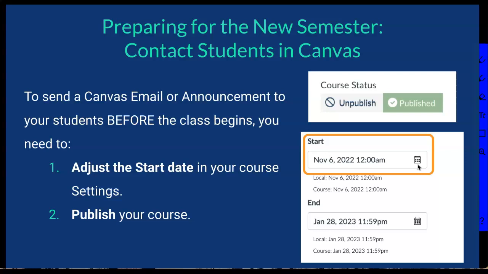Even if you're not ready to share all your content and modules in your course, you can still publish the course and then just make sure any content in your course is unpublished. That way you'll be able to contact your students through Canvas, but you don't have to have your entire Canvas course prepared and ready to go for them.